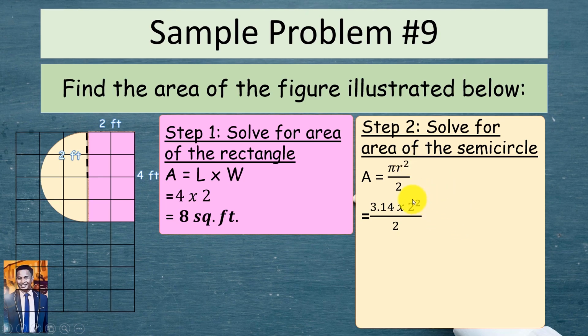So first thing to do is you get first the number with the exponent, and that will be equal to 4. Okay? 2 raised to 2 is equal to 4. So 3.14 times 4 over 2. So we can first multiply 3.14 times 4, that is equal to 12.56. We divide 12.56 by 2, that will be equal to 6.28 square feet. O, 6.28 square feet. So ito yun. 6.28 square feet yung ating measurement dito.